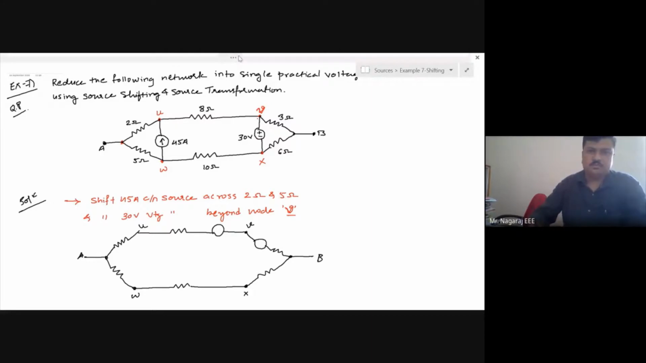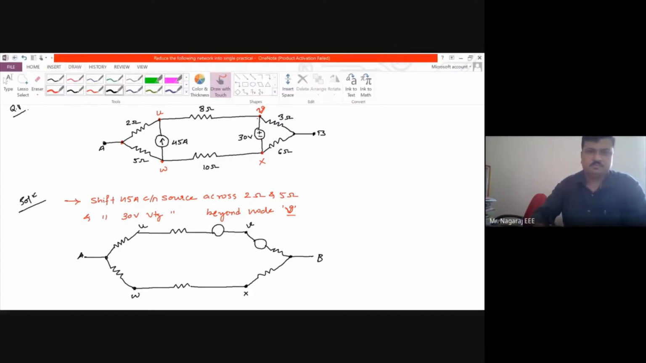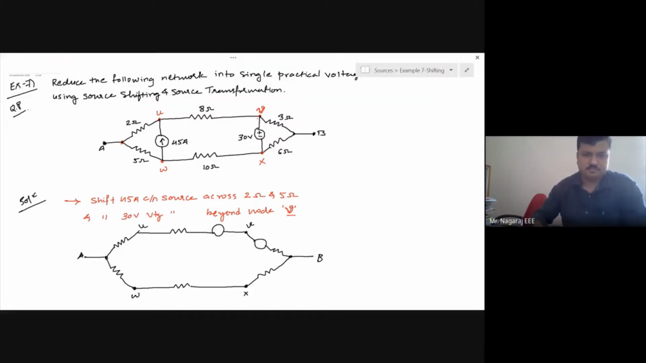Now, this is a 2 ohm, 8 ohm, 3 ohm, 6 ohm, 10 ohm, and 5 ohms. So for a current source at W, the current has to leave.